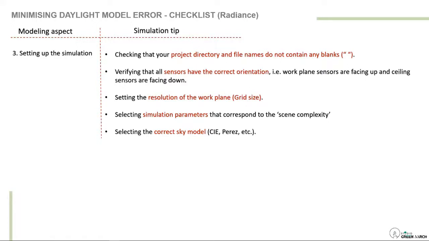Then the resolution of the work plane: the larger the size of the grid, the more error you introduce. You are not actually capturing the particular instance. So the coarser the grid, the less the time, but the error will increase. So you should always follow guides; ECBC has already given you the grid sizes. You should look into GRIHA or IGBC. Everywhere it is written what the grid sizes are, right? Then simulation parameters. In the next slide, I'll talk about simulation parameters. And then the last one is the correct sky model.